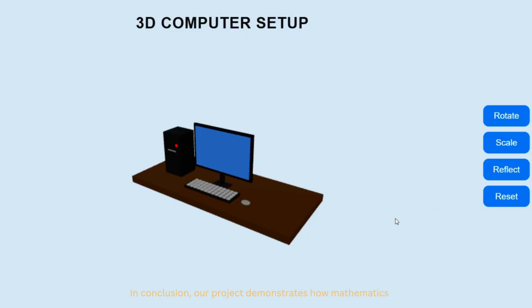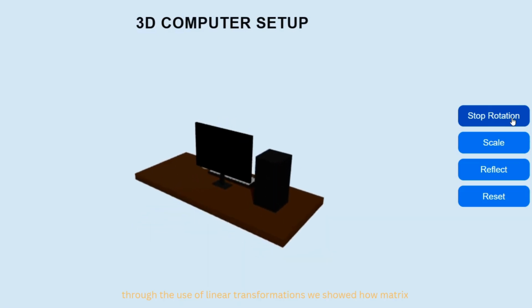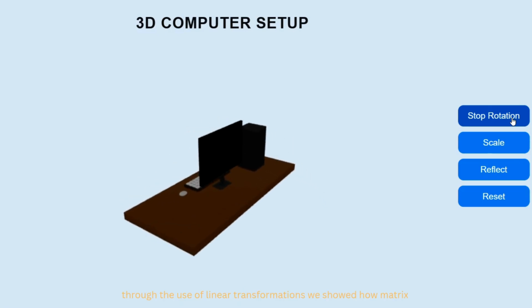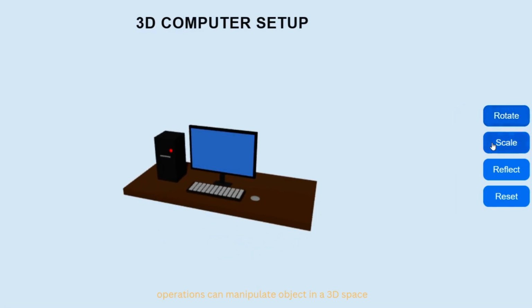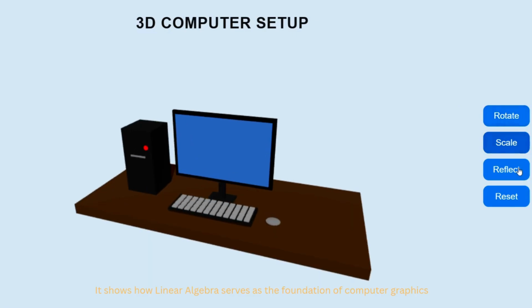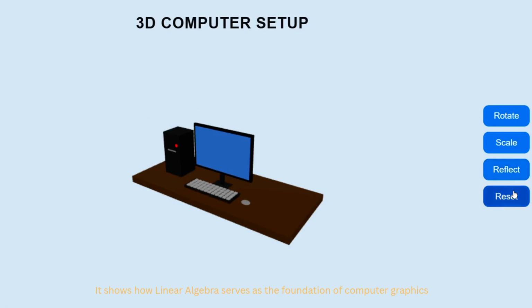In conclusion, our project demonstrates how mathematics and programming work together to create three-dimensional visualizations. Through the use of linear transformations, we showed how matrix operations can manipulate objects in a 3D space. It shows how linear algebra serves as the foundation of computer graphics and animation.